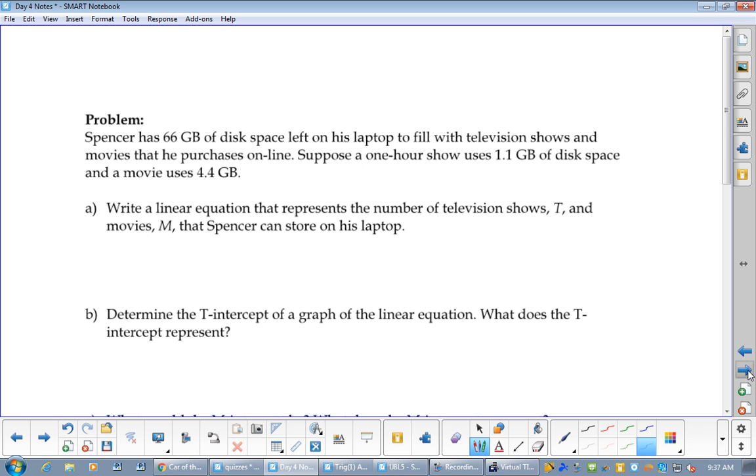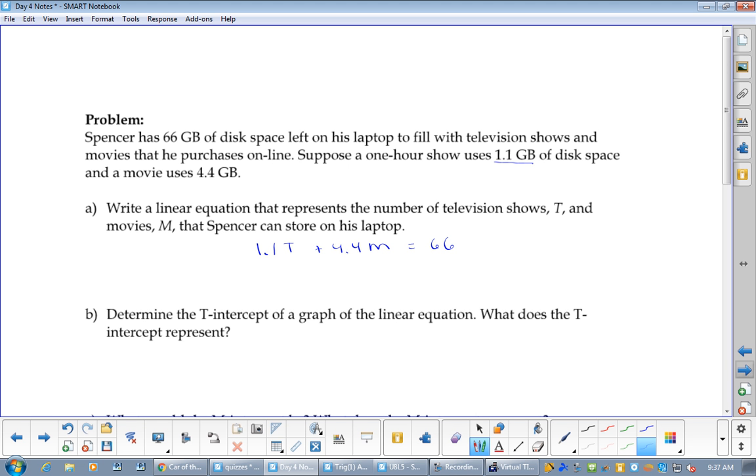Okay, so this is always the nicest way to set it up. To start off, T is TV shows and they use up 1.1. So if you go 1.1 T plus 4.4 movies together, it has to equal 66. So 1.1 gig for a television show, 4.4 times a movie would equal 66.